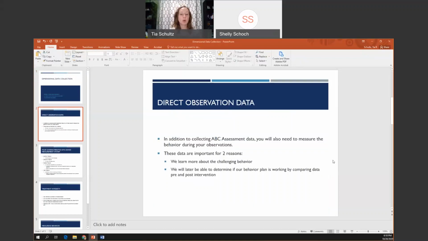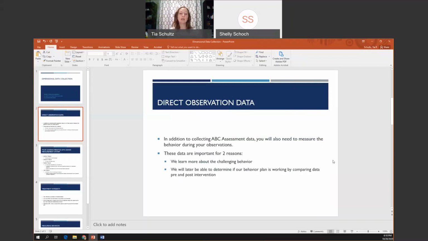So up until this point, we have talked about different ways of collecting data. We've talked about indirect methods for gathering data, and then we started talking about direct methods, and we started with the ABC assessment information. And so last week, you went through the steps for doing an ABC assessment, collecting those data and analyzing those data. The other thing that we need to do when we're directly observing is measure the behavior.